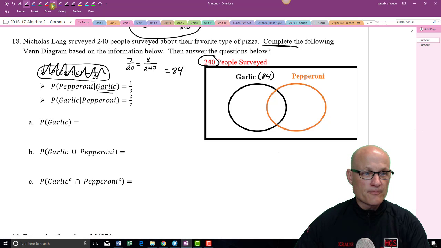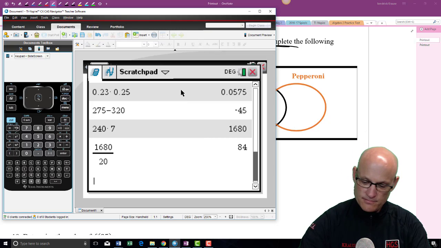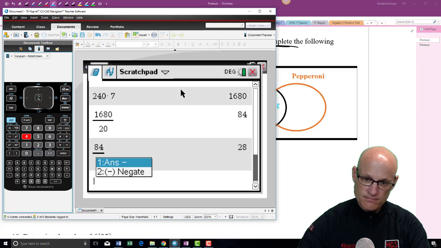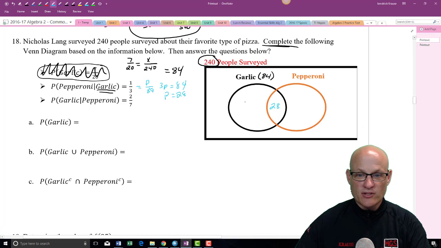So my denominator is 84. My numerator is, we'll call it P for pepperoni. Cross multiply, I get 3P equals 84. So P equals 28. Now 28 is the pepperoni part of garlic. So 28 goes here. And 56 got to go here. So we're getting there. Got it half figured out.